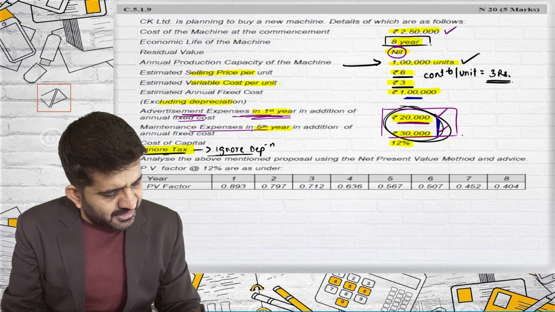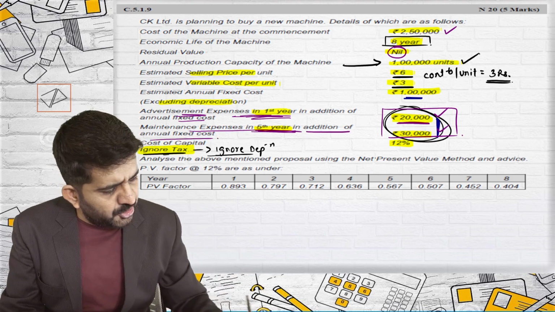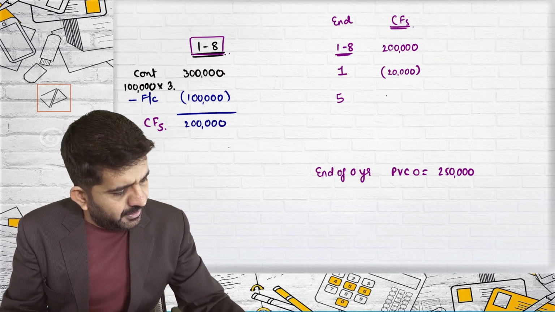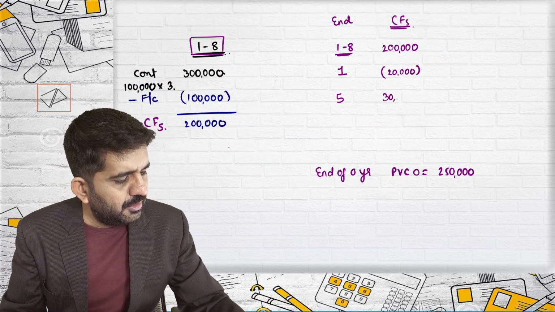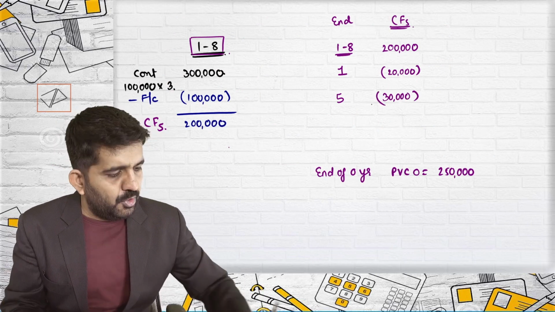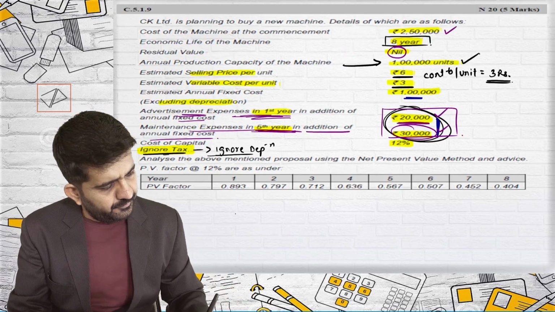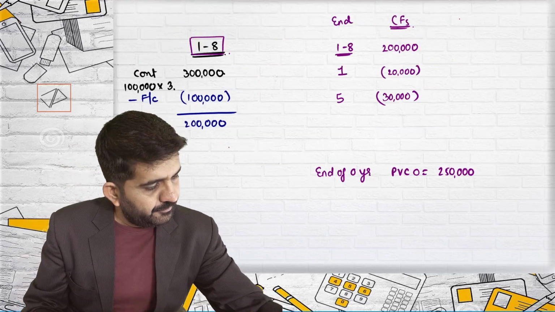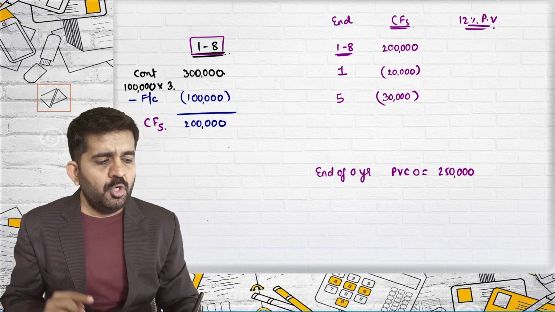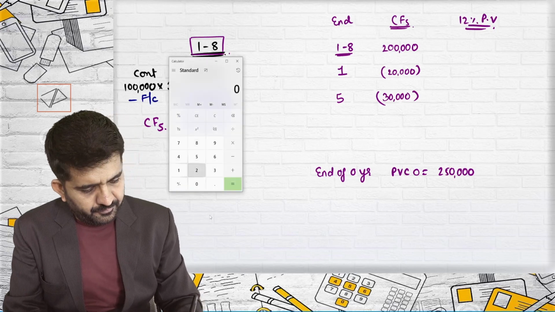And maintenance expenditure in 5th year, I am assuming at the end of 5th year, in addition to annual fixed cost will be 30,000. So it is at the end of 5th year and it is 30,000. Now we know how to play the game of present value. I will first find out the present value of this 2 lakhs at the rate of 12%. 1 divided by 1.12, 8 times, is equal to the GT multiplied by 2 lakhs. This is how you find it out.